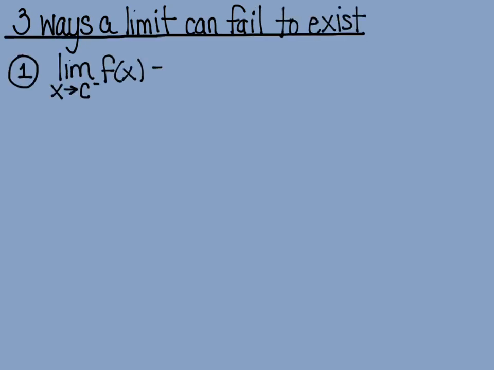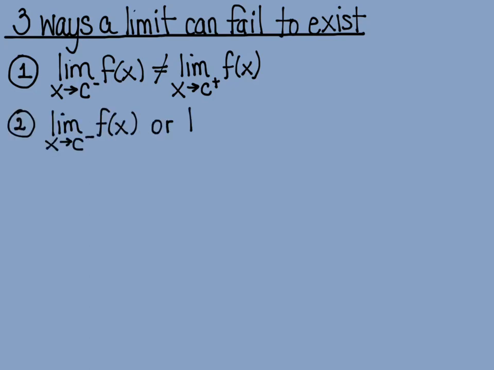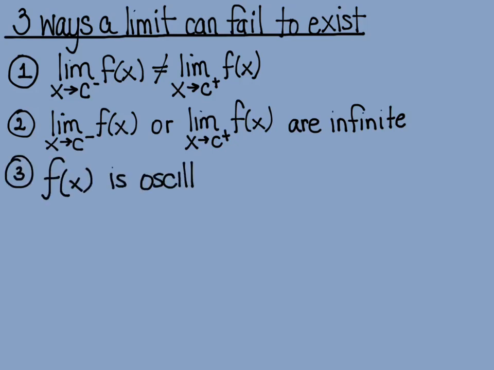There are 3 ways that a limit can fail to exist. We've already discussed the first way, and that is when the limit as x goes to c from below does not agree with the limit as x goes to c from above. The second way is when the limit as x goes to c from either above or below is infinite. And the third is when the function oscillates wildly as x gets closer to c.